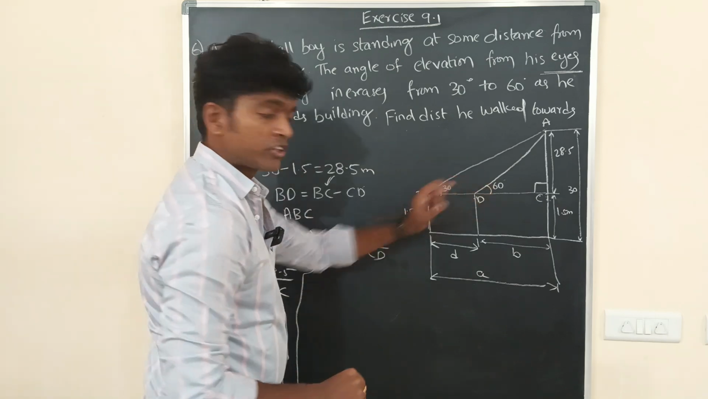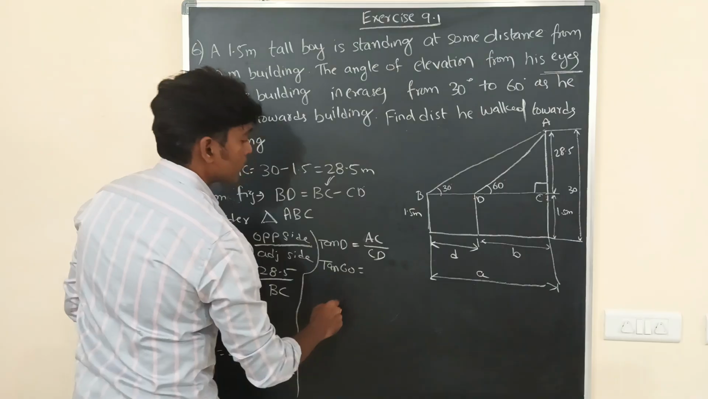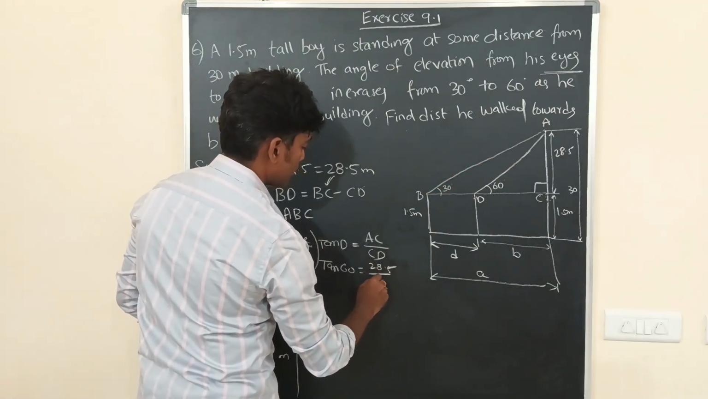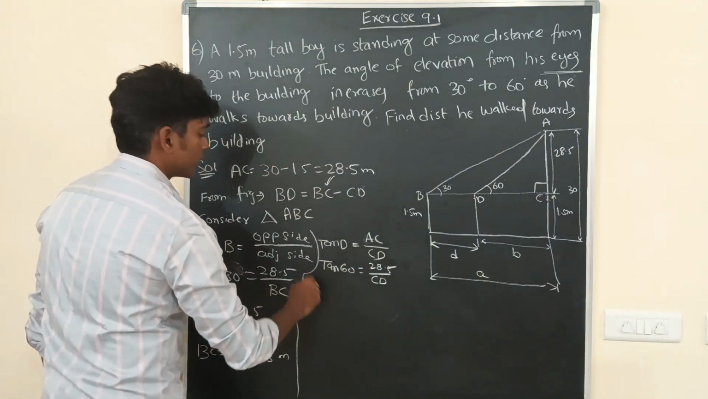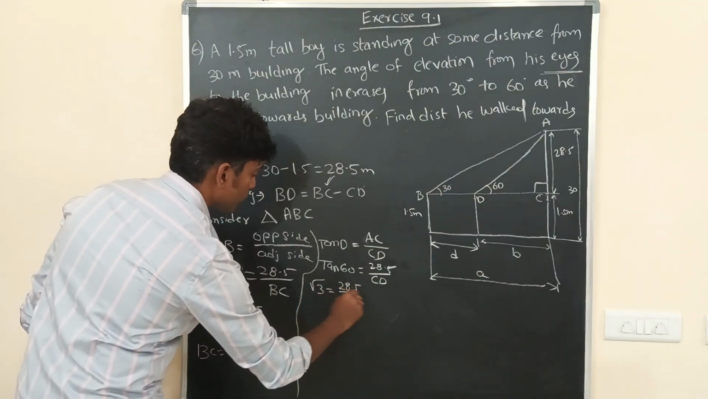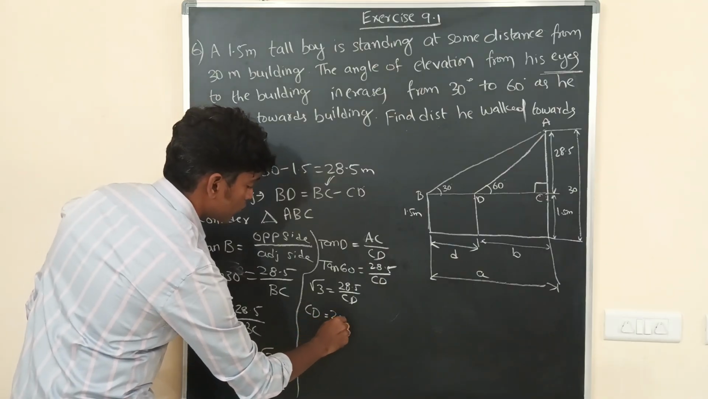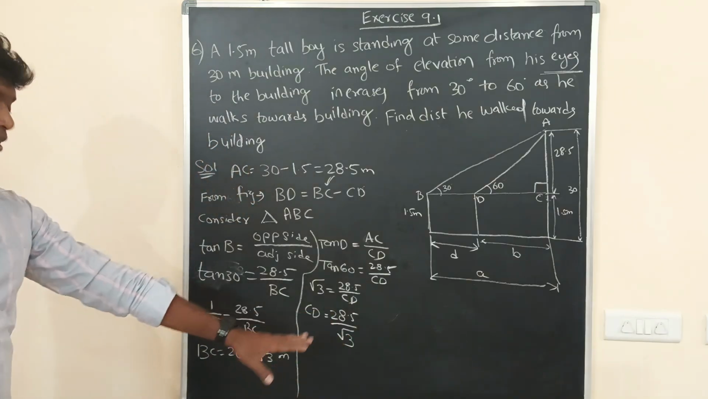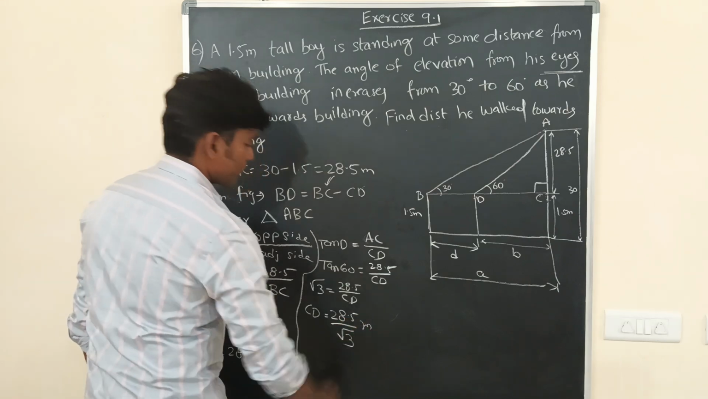Tan D is equal to 60. So tan 60, AC is 28.5 divided by CD. Okay. So what is tan 60? Root 3 is equal to 28.5 divided by CD. So from this one, CD is equal to 28.5 divided by root 3 meters. Okay, understand now?